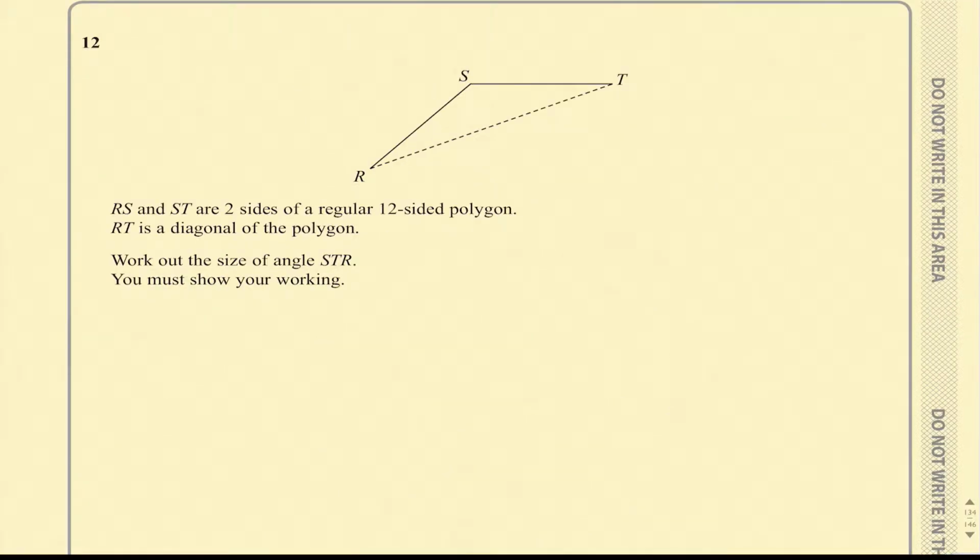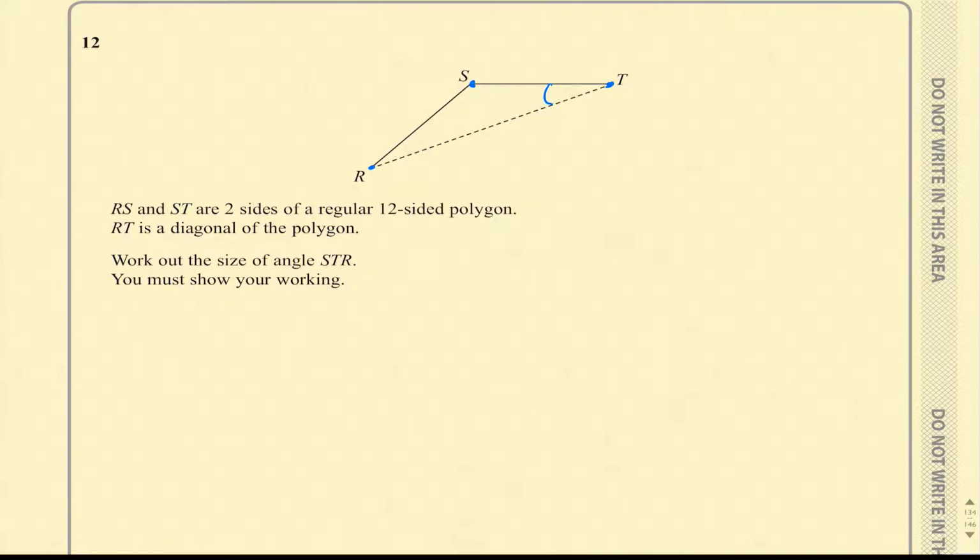Question 12. RS and ST are two sides of a regular 12-sided polygon. RT is a diagonal of the polygon. We need to work out the size of angle STR. So that angle here.